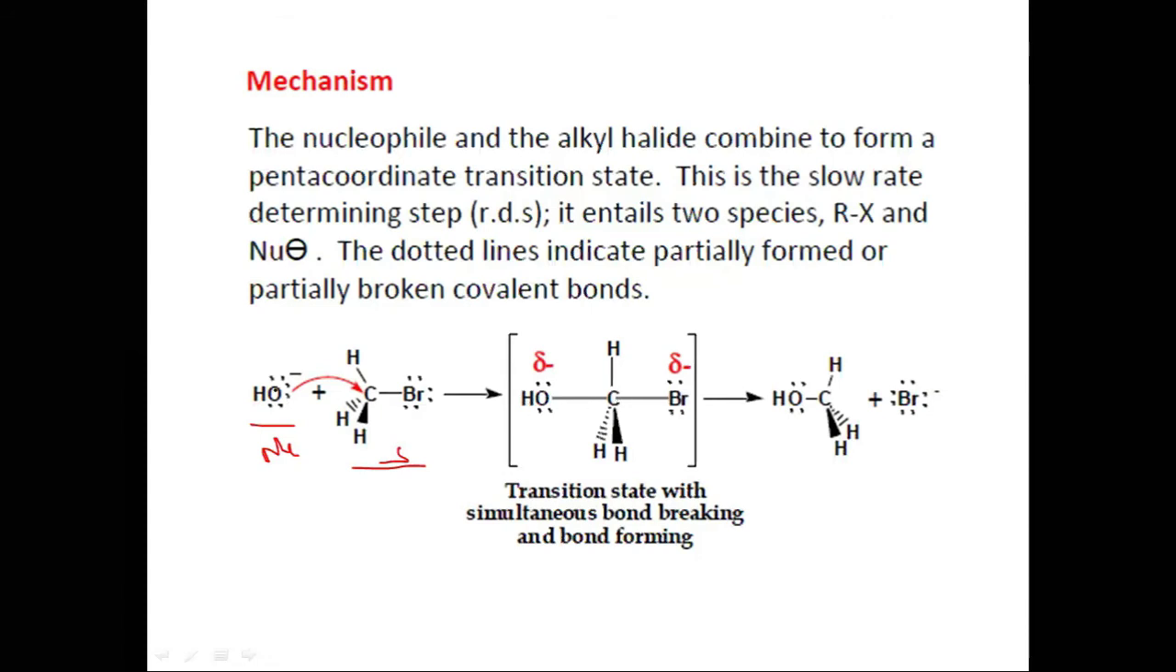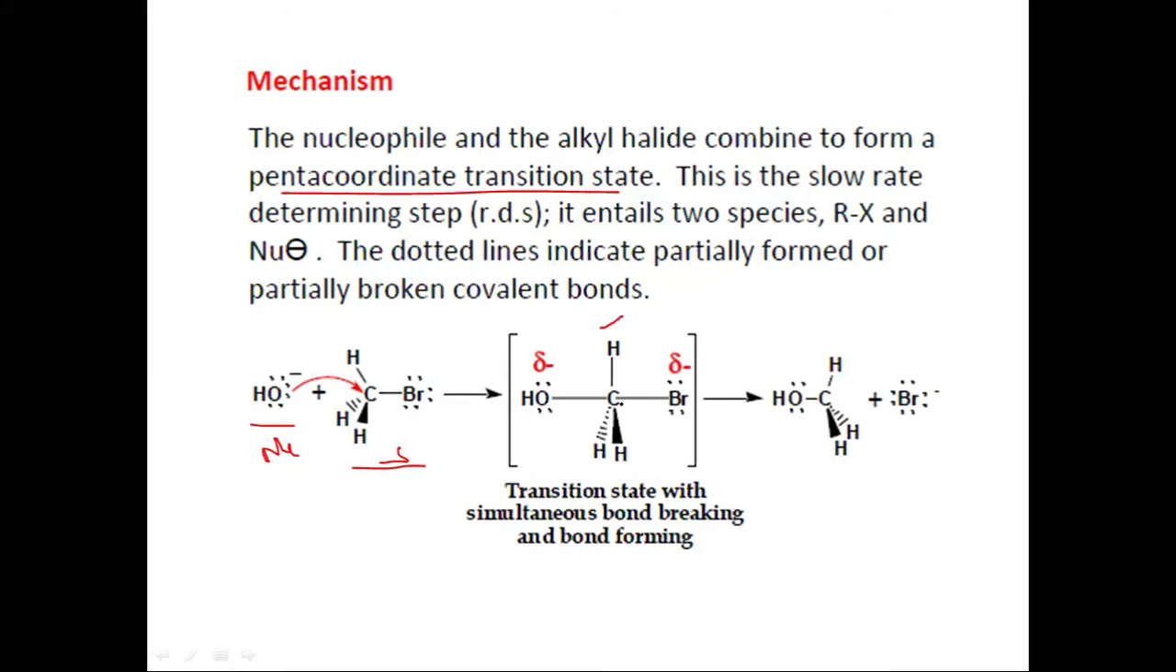So the OH minus generally has a partial negative charge, and the Br which is present on the carbon will also carry a partial negative charge. So the partial negative charge resides over the leaving group and the nucleophile, and the carbon is now electropositive. Now this state, a pentacoordinated carbon, is the pentacoordinated transition state formation.